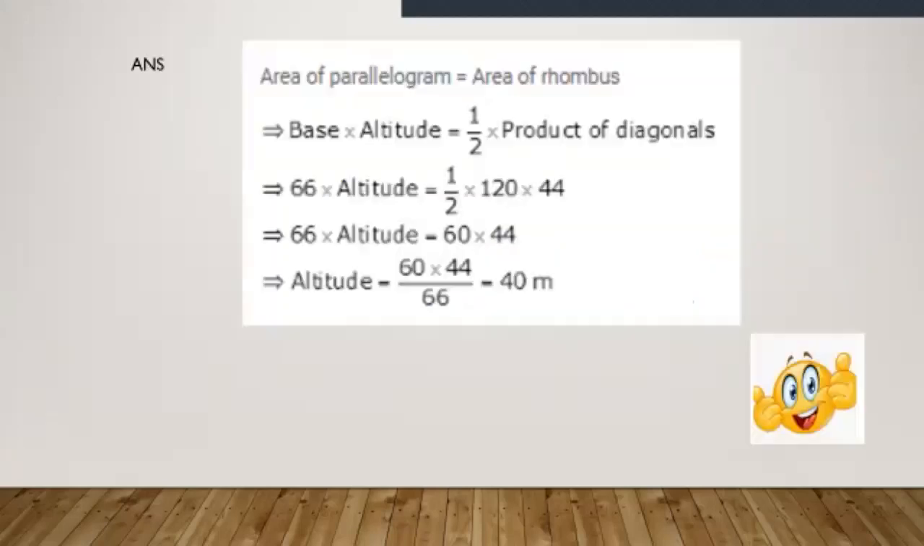Just half a minute. The answer is 40 meters. Yes, it is 40 meters.